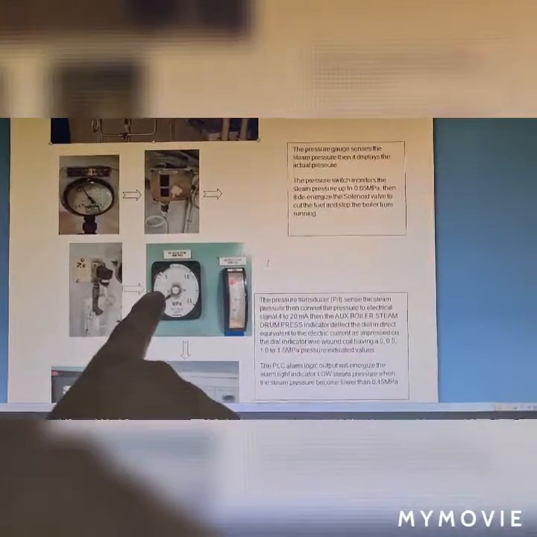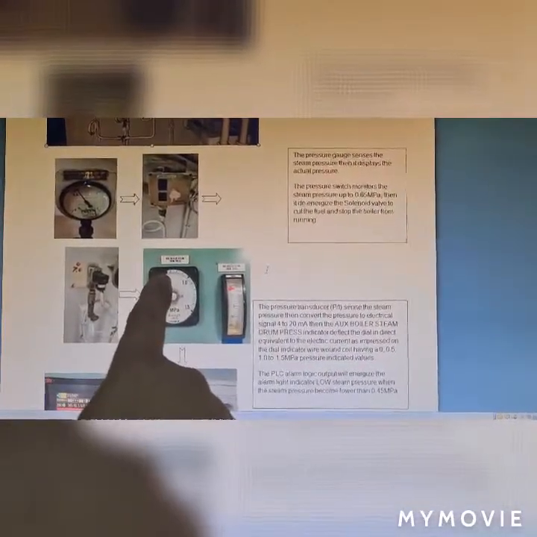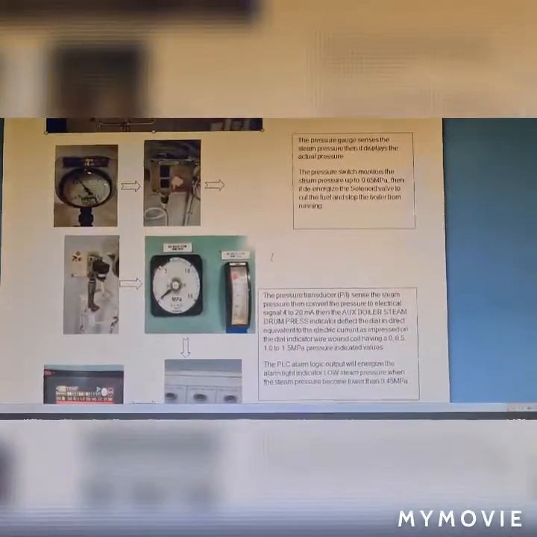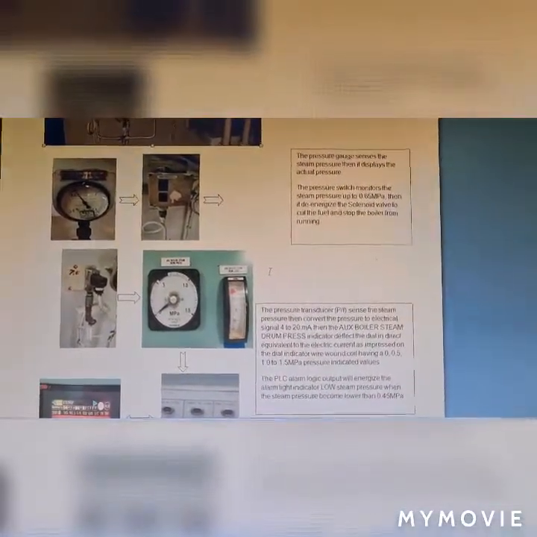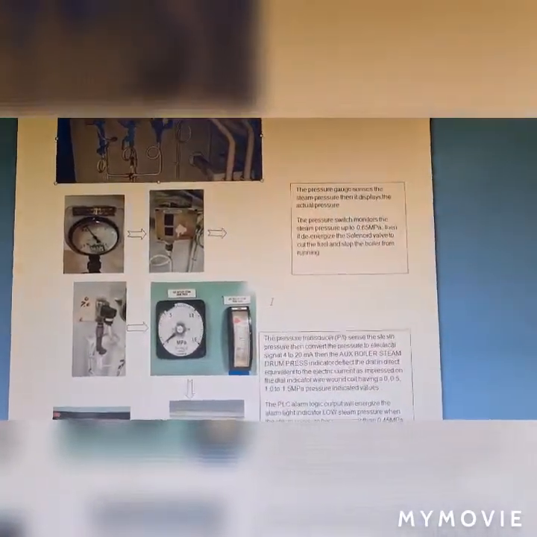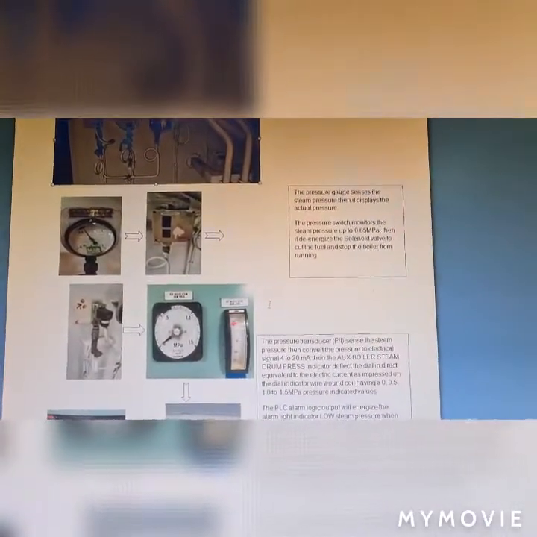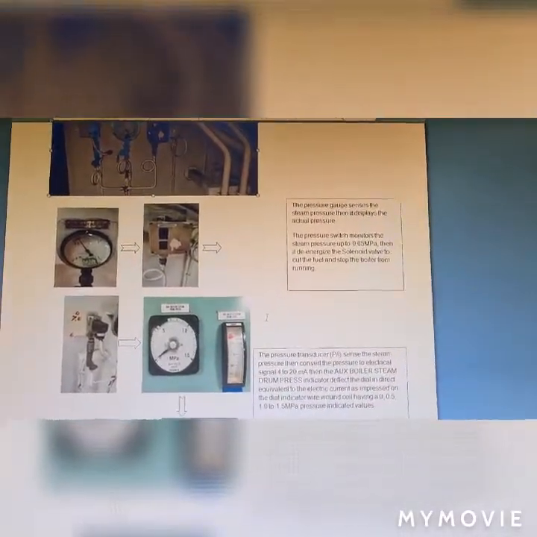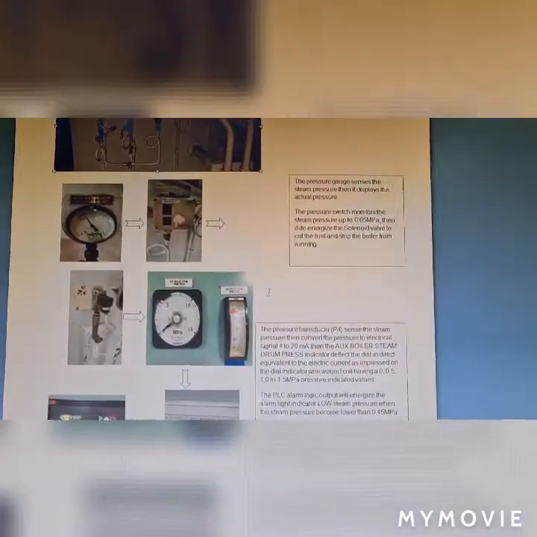Then when the pressure here rises to 0.7, the boiler will automatically stop operation with the help of the pressure switch, and that pressure switch commands the solenoid valve located on the fuel oil supply to cut off the fuel supply and stop the boiler.